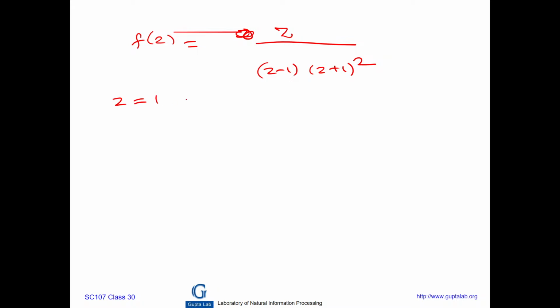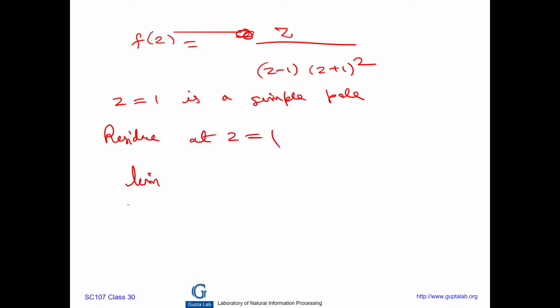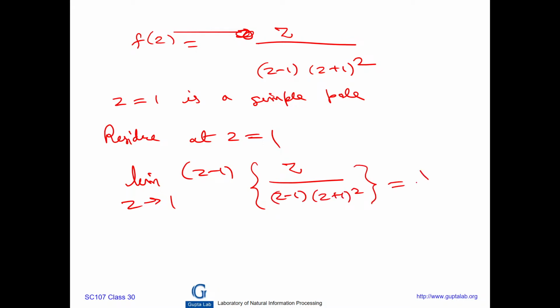So if you take example as f of z is equal to z divided by z minus 1 into z plus 1 whole square, then we know that z is equal to 1 is a simple pole, right? Means pole of order 1, okay, in this function. So residue I can compute. Residue at z is equal to 1 is limit z tends to 1 of z minus 1 times z divided by z minus 1 into z plus 1 whole square, which turns out to be 1 by 4, right?